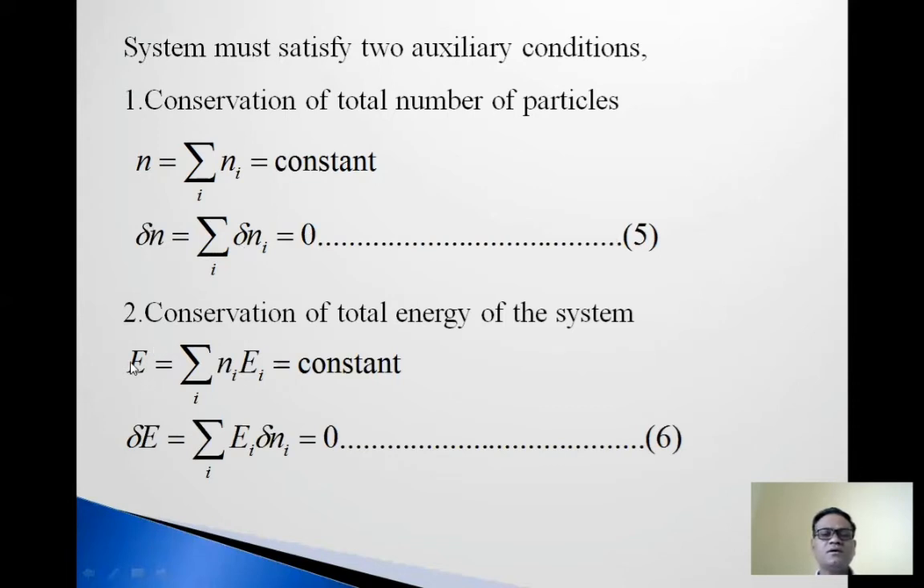So second, E is equal to summation i Ei ni is equal to constant. Total energy of the system remains constant. So again, differential of this is delta E is equal to summation i Ei delta ni is equal to zero. This is equation 6.